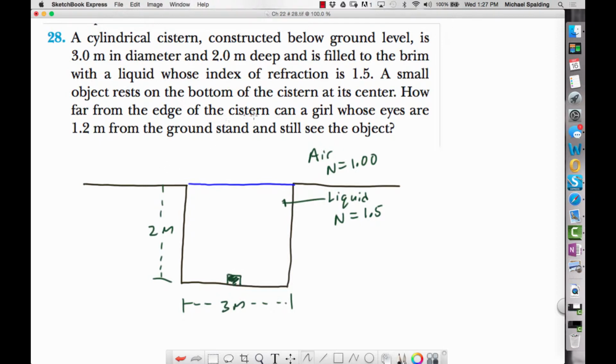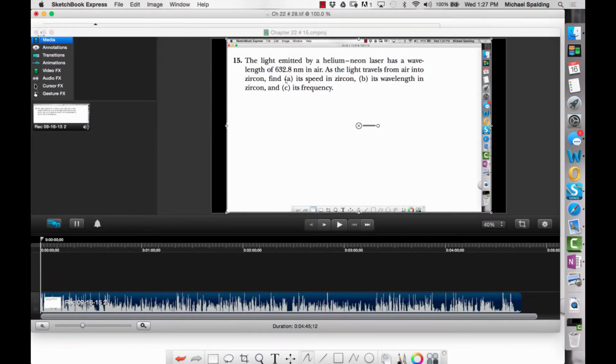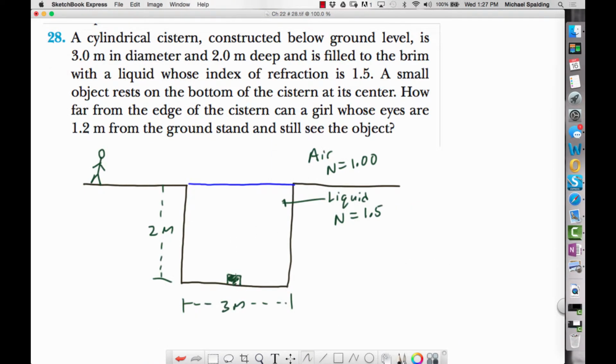How far from the edge of the cistern can a girl whose eyes are 1.2 meters from the ground stand and still see the object? So we have this girl who's standing over here. Now, is she going to be able to see this object that's down here? Will she be able to see the object that's at the bottom? Well, it depends upon where she's standing.